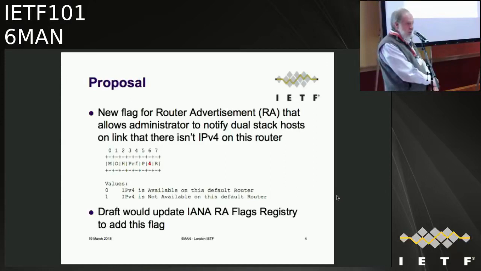And this is compatible with hosts that don't implement this. Neighbor discovery already says, don't just ignore flags that you don't know about. So keeping 0 as the current state doesn't break anything. And then 1 means that the router is asserting that it has no v4. So there are 2 values. And the draft would update the appropriate IANA registry to define this flag.